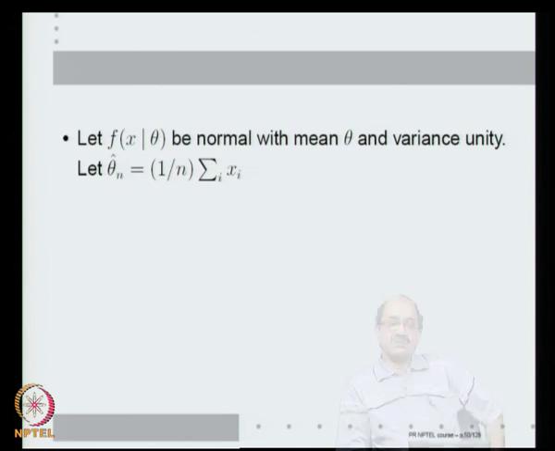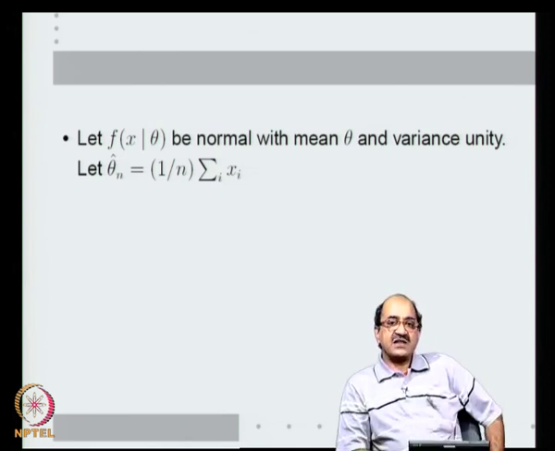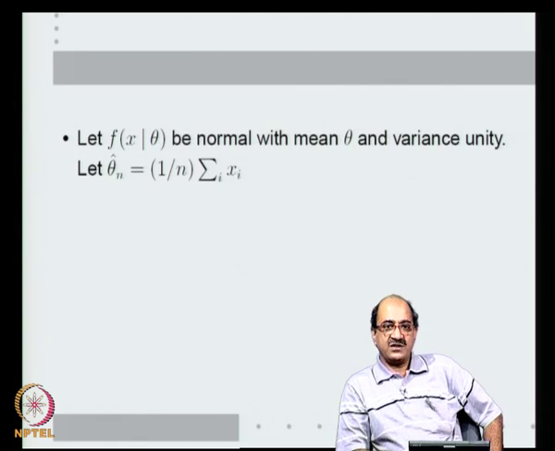Here are some examples. Suppose f x given theta is normal with mean theta, okay. The variance really does not matter, but anyway assume variance is unity, and let us say I define the estimator theta hat n, that is, the estimator obtained from n samples, as 1 by n summation xi.